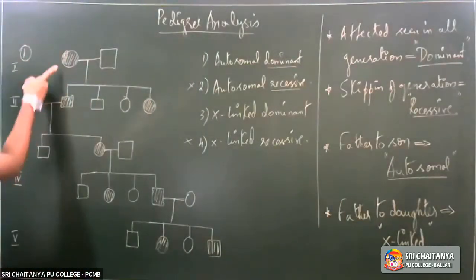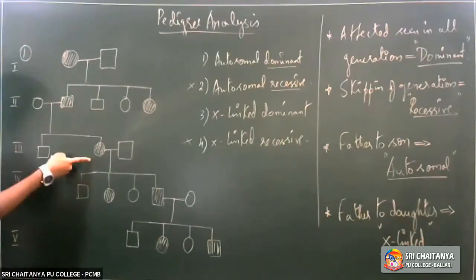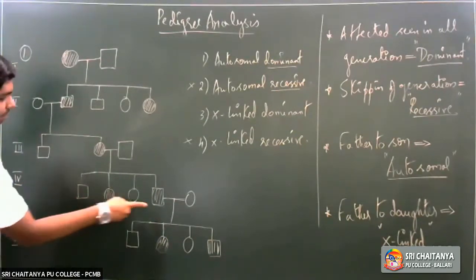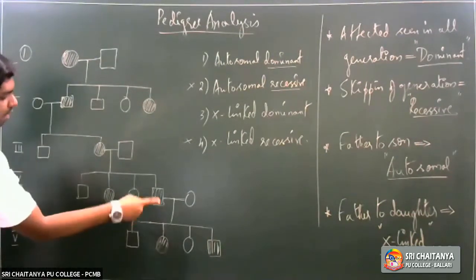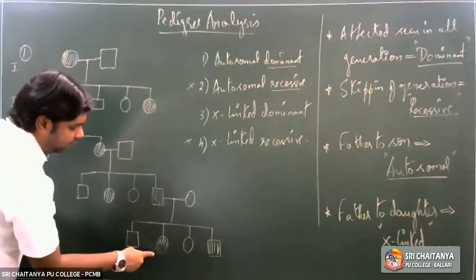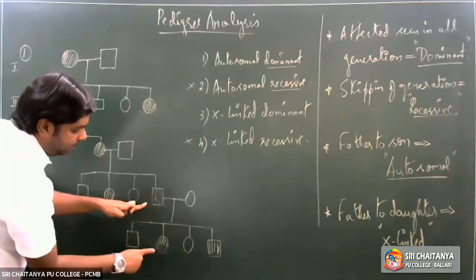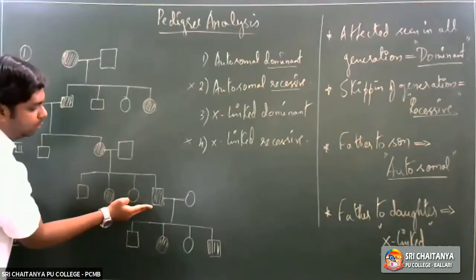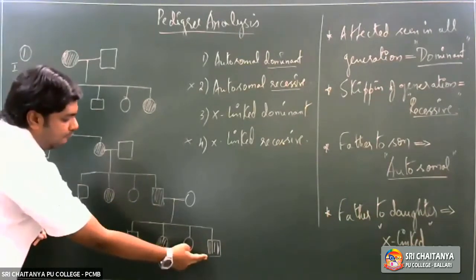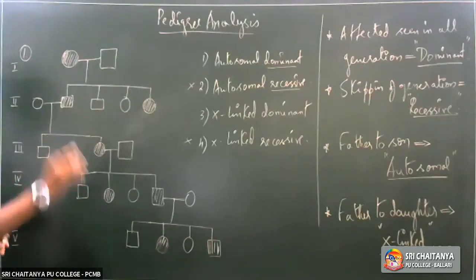Father to the son, mother to son and daughter, son to daughter. Then this mother to daughter and son, this son again to daughter and son. So this male here again, as a father, to daughter and son. So since the trait is passed on from the father to the son as well as the daughter, this cannot be a sex-linked inheritance.